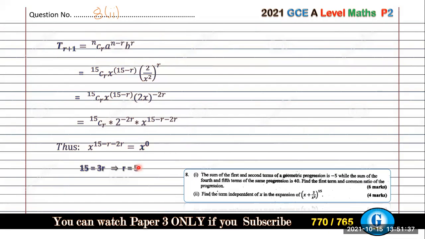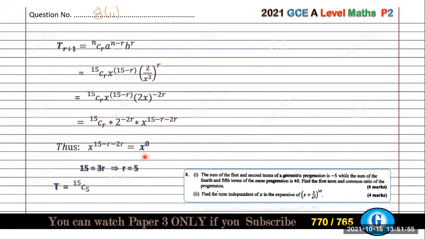So we have 15 equal to 3r, because I have 15 minus r minus 2r equals 0. So 15 is equal to 3r and r is equal to 5. So this will be the term independent of x. Therefore, that term independent of x is the sixth term actually.